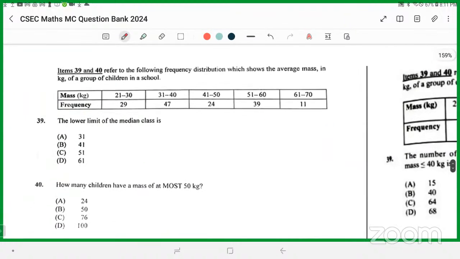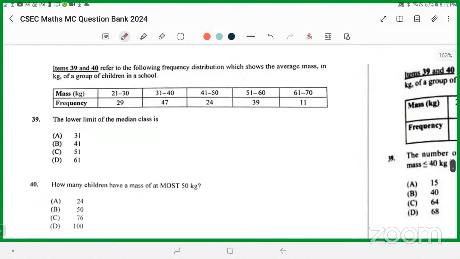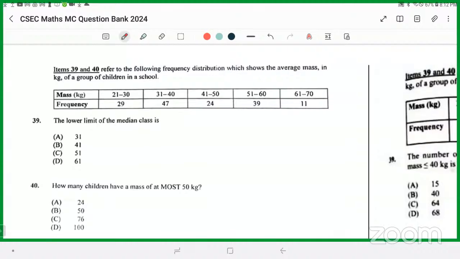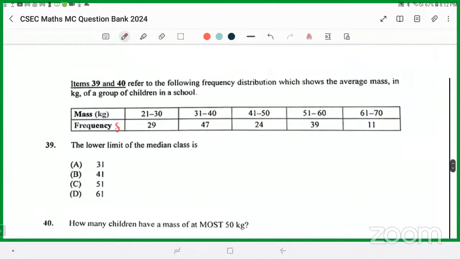39 and 40 refer to the following frequency distribution, which shows the average mass in kilograms of a group of children in a school. Remember, this is a frequency. These are your scores. It's always very important for you to identify those things. The lower limit of the median class: you're going to find which class the median is in, and you want the lower limit of that class. So how many students are there?